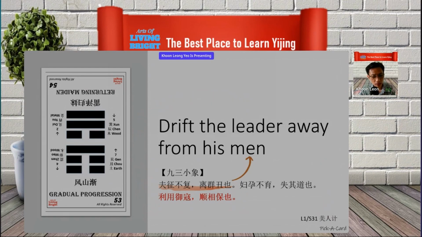And what to do with the leader? Leader is 负真不负, that means lure or drift the leader away from the man. 离群 means drift away from the man so that the man's morale will drop. Okay, so after that, then you can strike the soft spot. So basically, this is what it means.